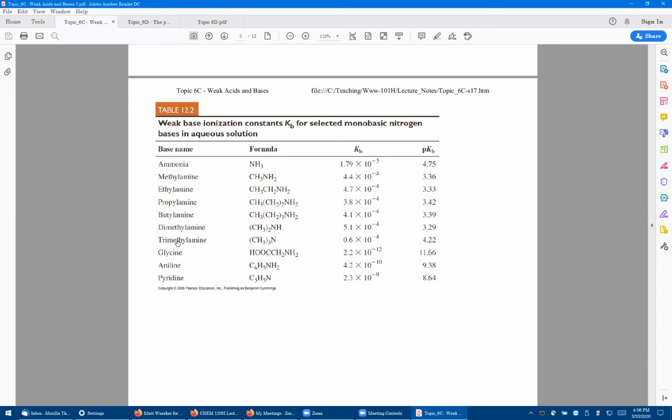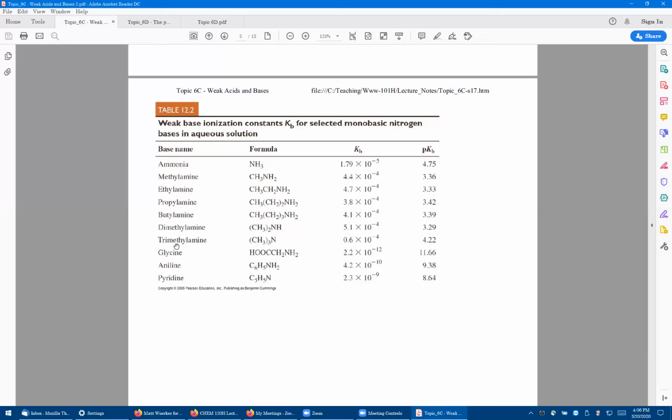The rest of these are all various organic compounds that are all amines. An amine is simply an organic compound that contains nitrogen with one or more hydrogens attached to it. So this is methylamine, this is ethylamine, and so on. And then there are some others. You'll notice that as the number of methyl groups attached to the nitrogen increases, the Kb actually decreases somewhat.